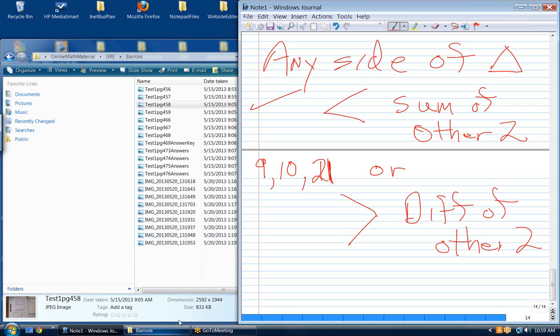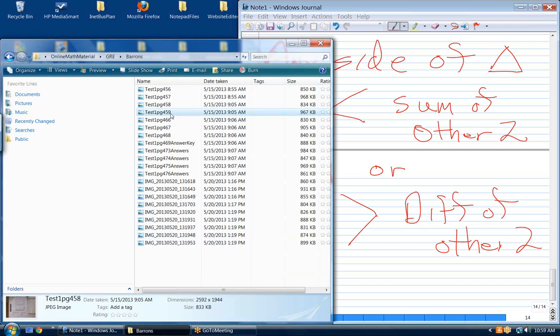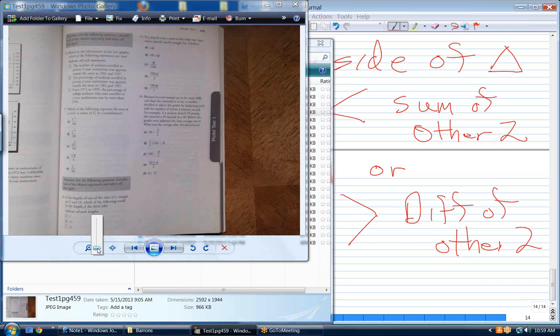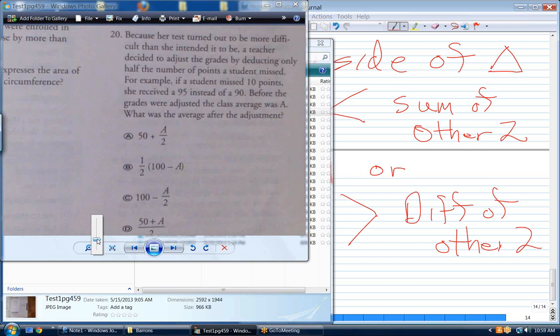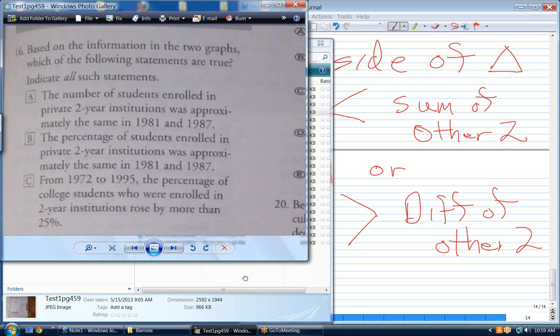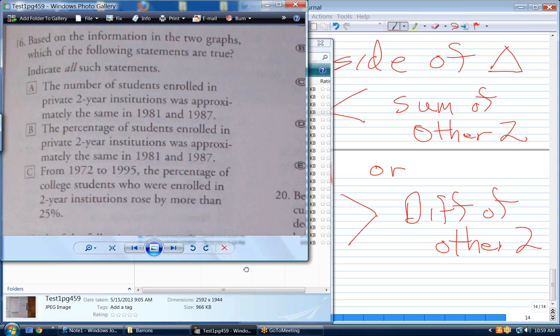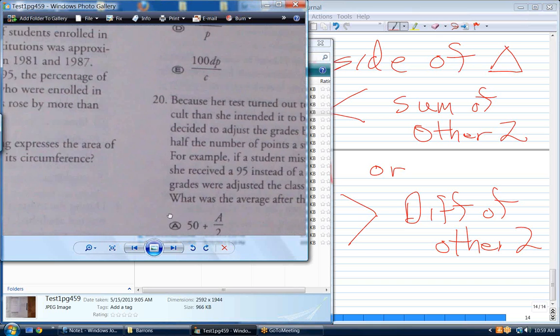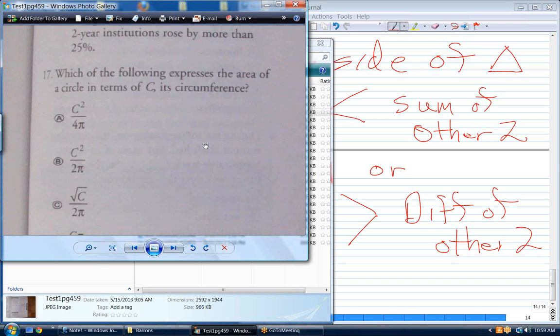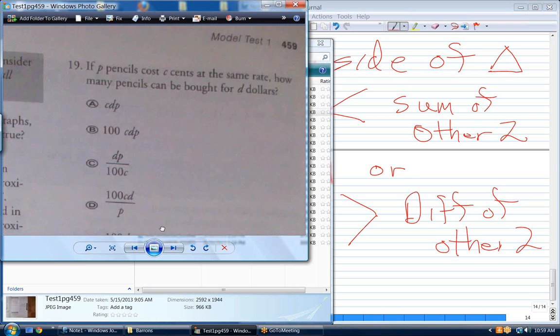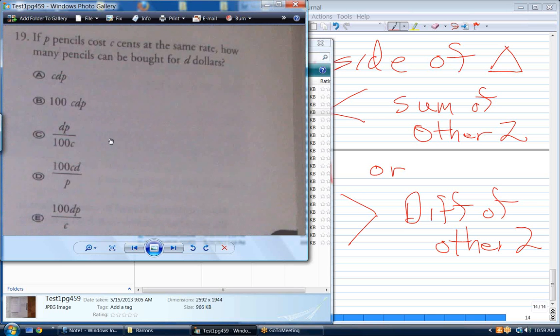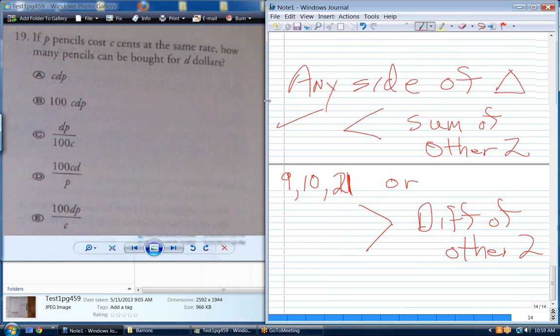Let's take a look at this last page real quick. Excuse me, where am I at here? 17, that was 18, correct? Yeah. 19 is what we're looking at here. Okay, let's do 19 and call it a session for now.